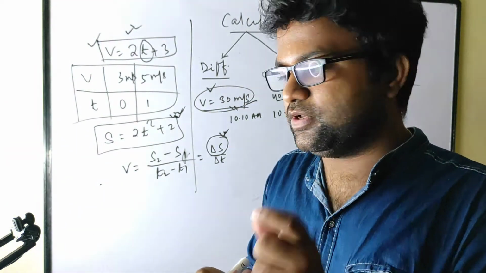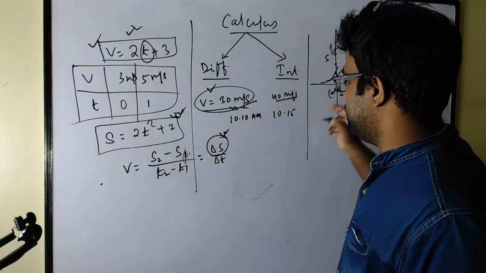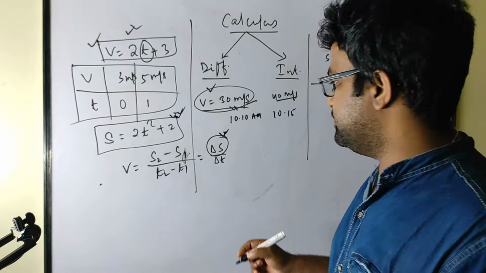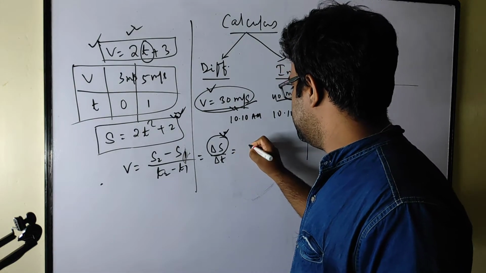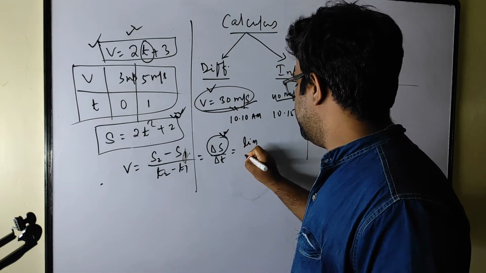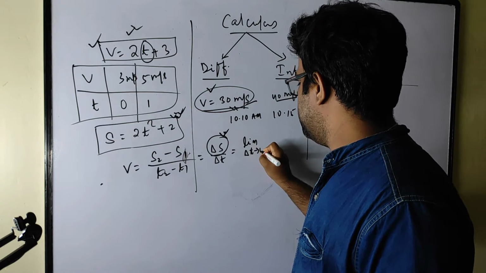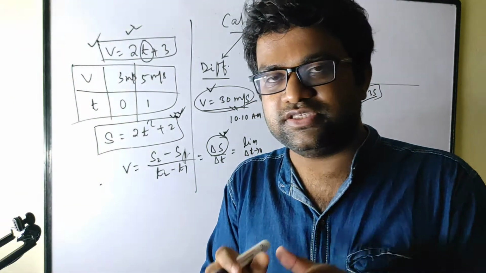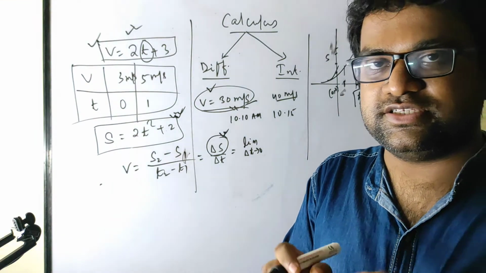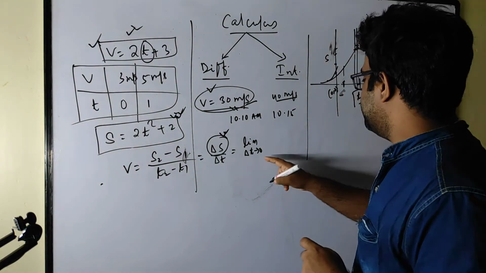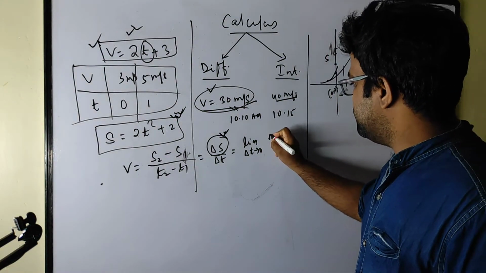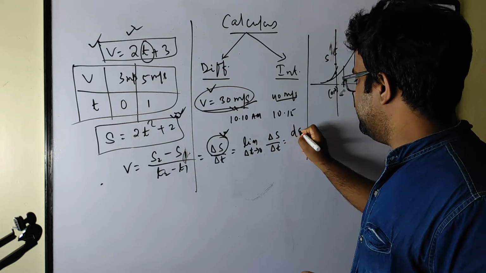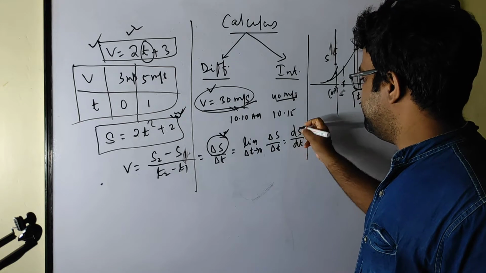A very small interval of dt, so we can write this in terms of a limit. The technique is like this: limit delta t tends to 0, where delta t means the difference t2 minus t1. This difference is very small, let's say it's dt, and so delta s upon delta t we can write as ds by dt. This is your differentiation.